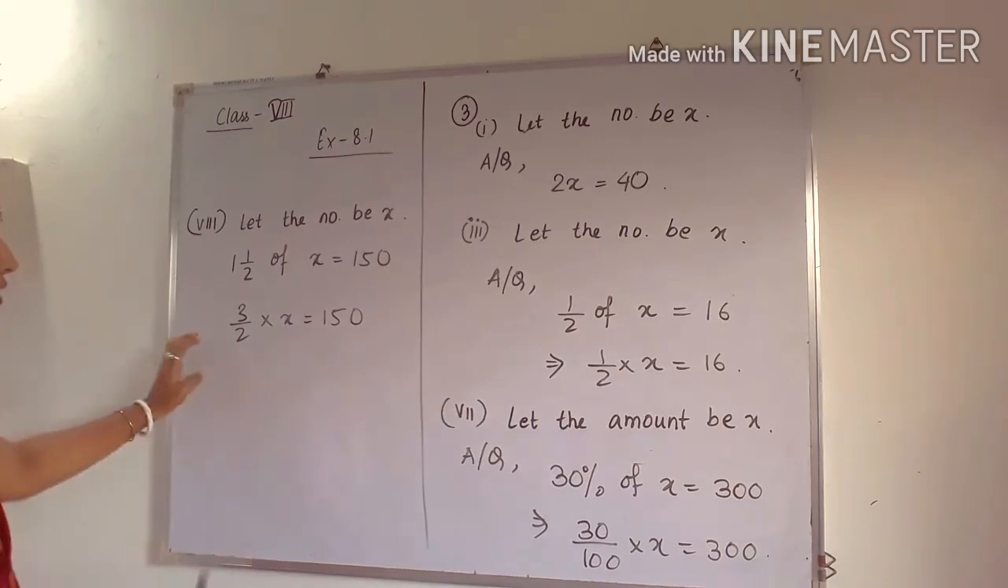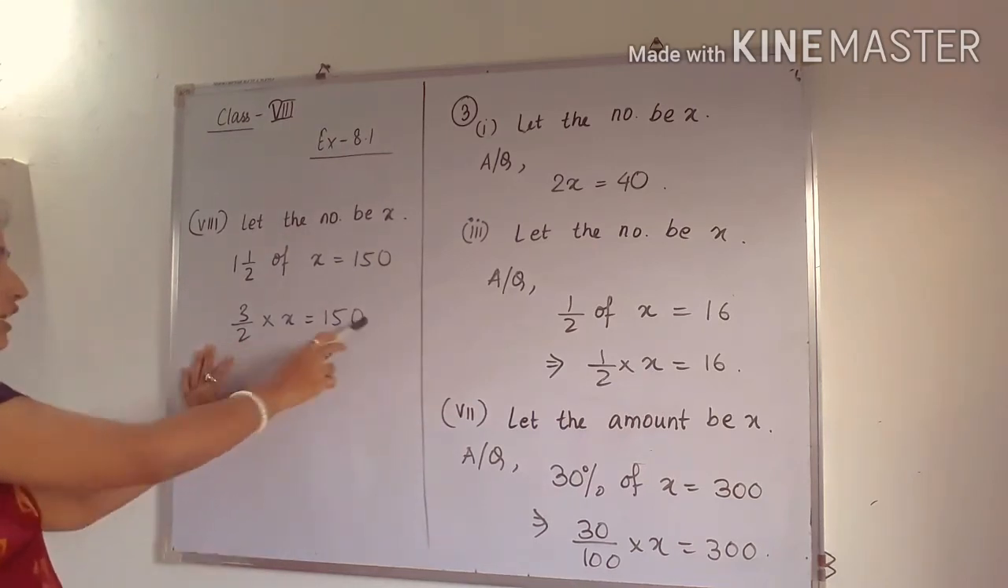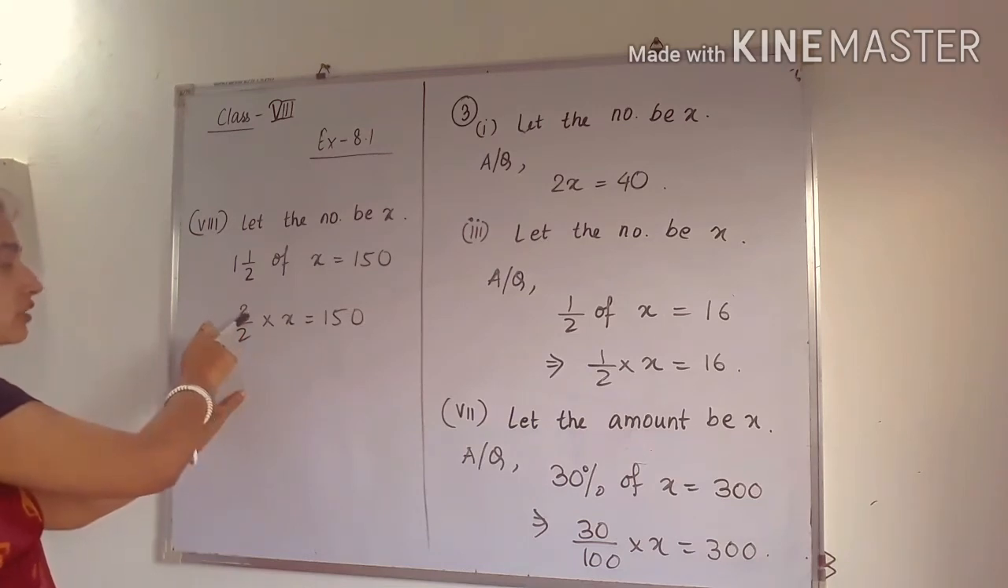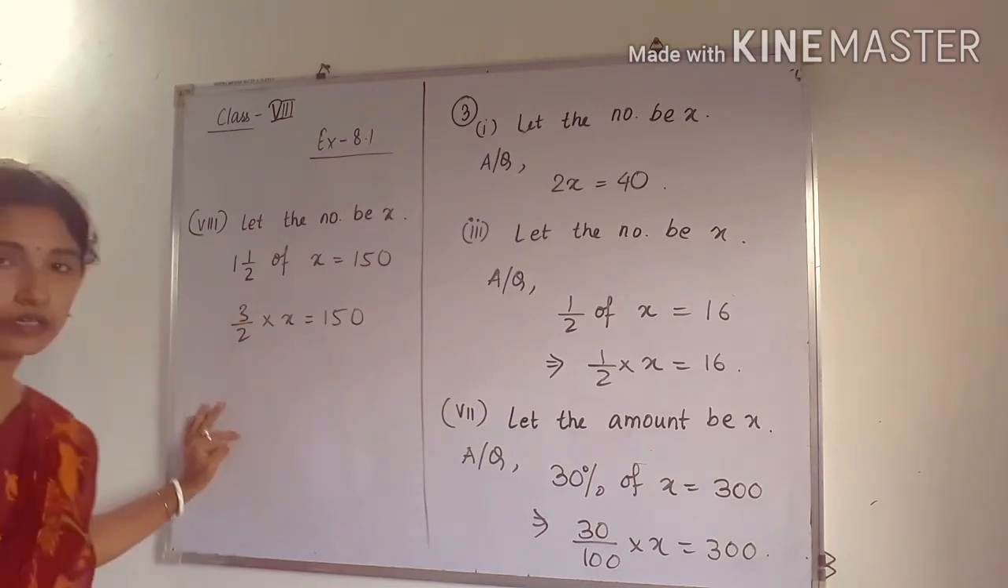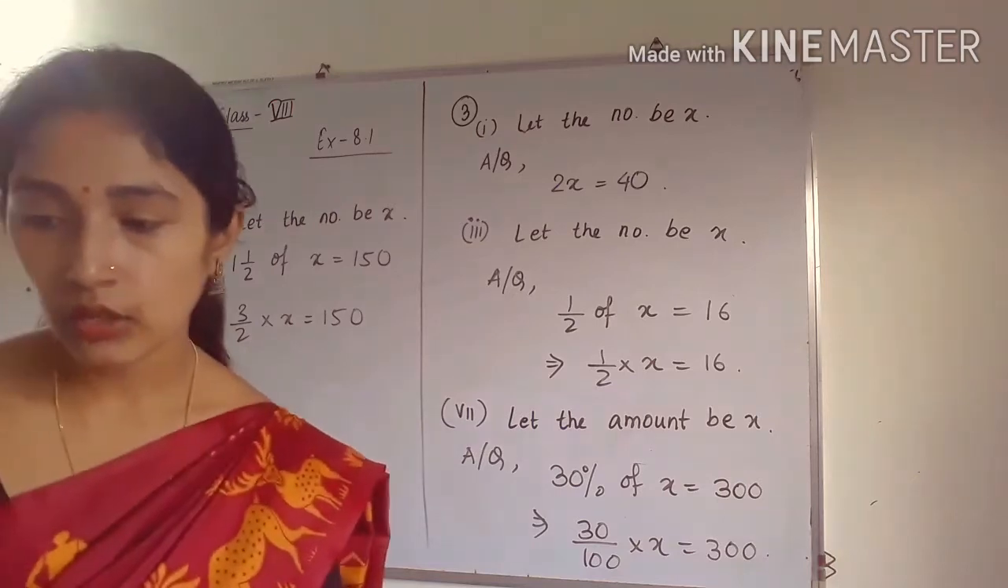So just do the calculation. First of all, you have to transpose 2 to that side, it will get multiplied, and next you have to transfer 3, it will get divided. Okay students, so try to do the questions.